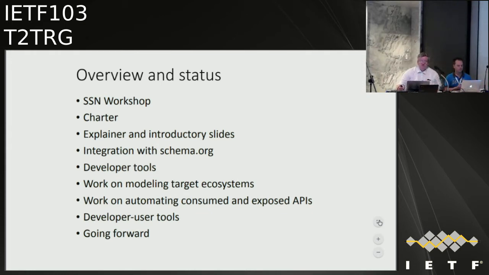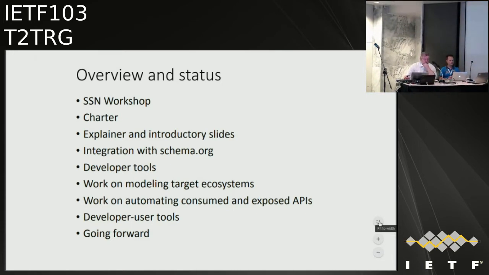Right, okay, so I want to talk about what we're currently doing with IoTschema.org and then some examples of the work we're doing, and then hopefully I can wind up with an elevator pitch, what the message is that we're using going forward. So next slide, please.